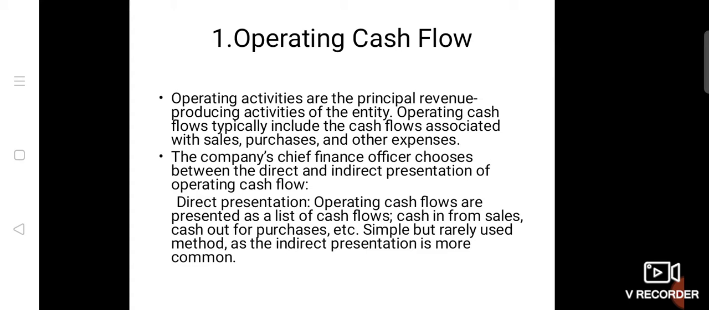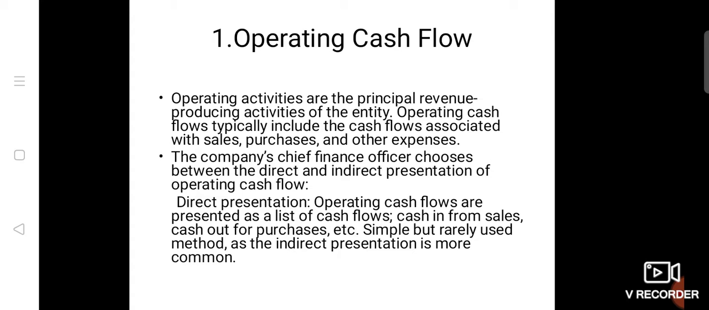We have already seen that there are different divisions like operating activities, investing activities, and financing activities. Now let's see what operating cash flow is. Operating activities are the principal revenue producing activities of the entity. Operating cash flows typically include cash flows associated with sales, purchases, and other expenses. That means all those expenses or inflows and outflows of cash which are directly related to the operation of a business are operating activities cash flow.